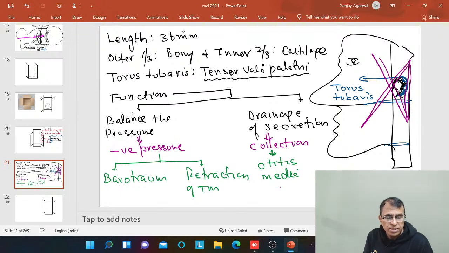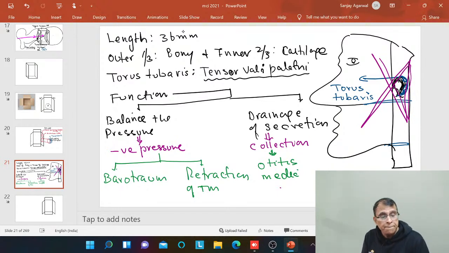So this completes the important points about eustachian tube anatomy. And this also completes the anterior wall of the middle ear. So see, there are so many points to remember in the eustachian tube. I told you in the beginning, eustachian tube mein paanch question bante hain: length, bony part, cartilage part, torus tubarius, kis wajah se hota hai torus tubarius, then functions, then problems. Everything is important.